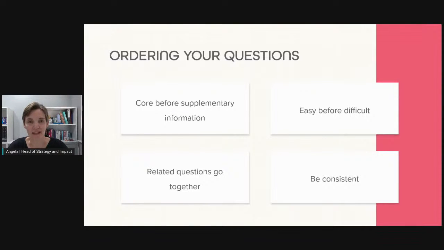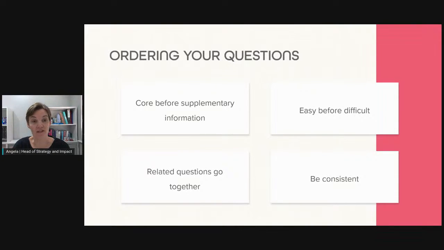So our first tip here is have your core information before your supplementary information. Unless your form is super short, which is great, if it's short, that's brilliant. But if you've got a reasonable amount of information, there's likely to be some information that we would consider core. So everybody has to complete this. And then there might be some information that's a bit more optional. So it's not mandatory questions. It's maybe not quite so core to, let's say it's an application to the project.